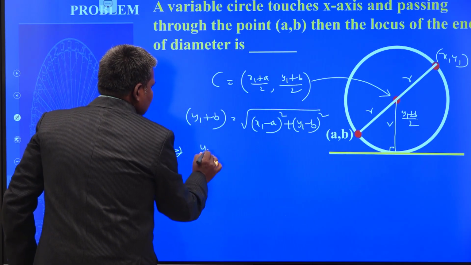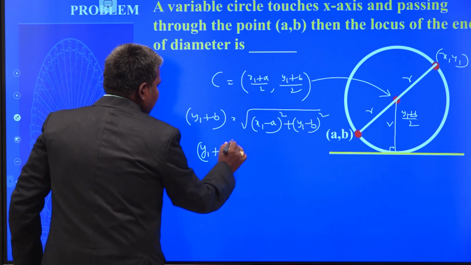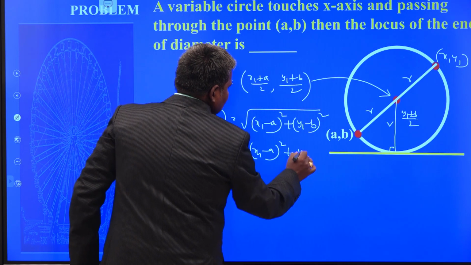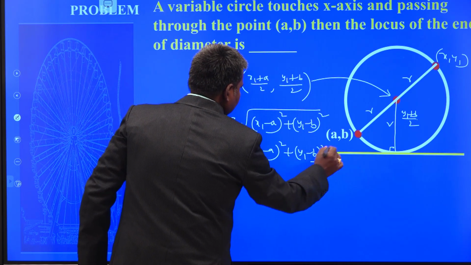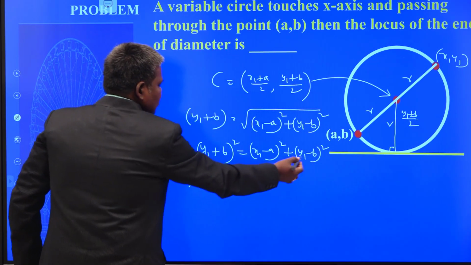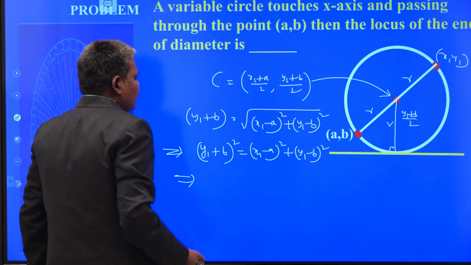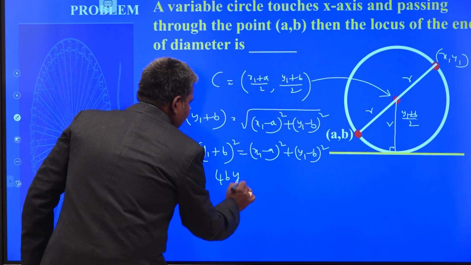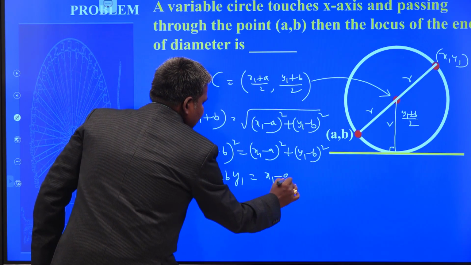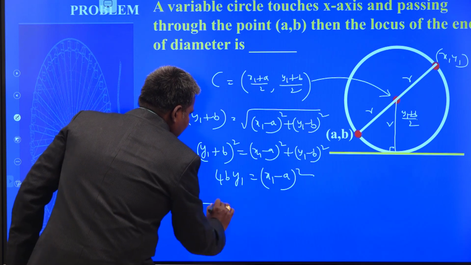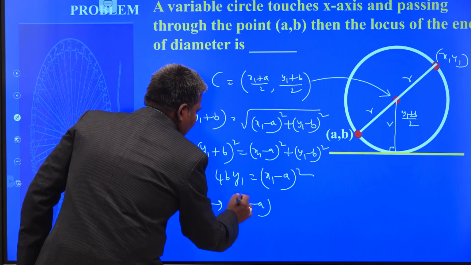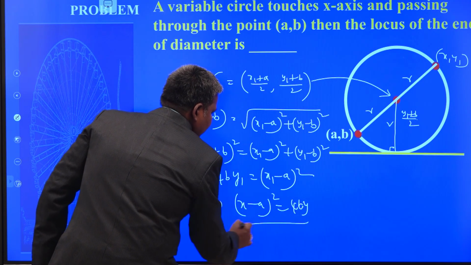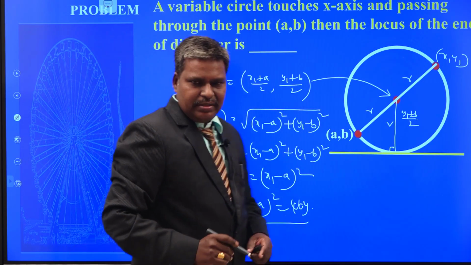By squaring on both sides, what happened? (y1 plus b) whole square is equal to (x1 minus a) whole square plus (y1 minus b) whole square. Take this value to the left side. (y1 plus b) whole square minus (y1 minus b) whole square is 4by1. That is 4by1 is equal to (x1 minus a) whole square. So can you write the locus or not? The locus of (x1, y1) is (x minus a) whole square is equal to 4by. This is the other method.